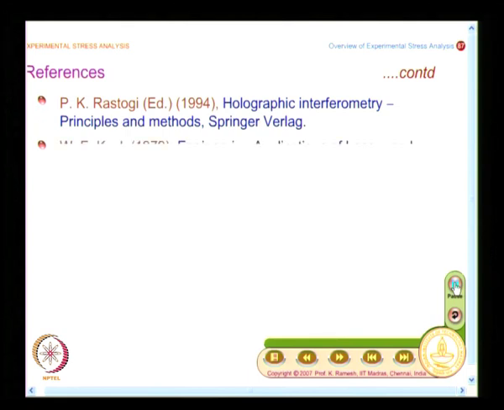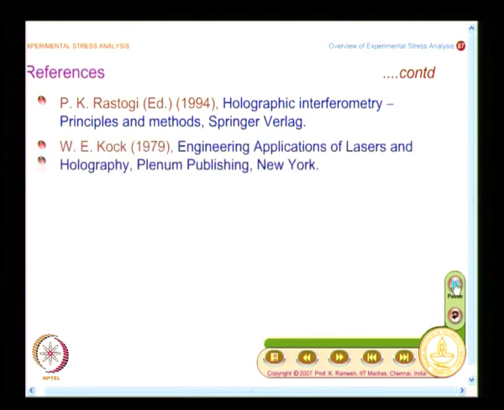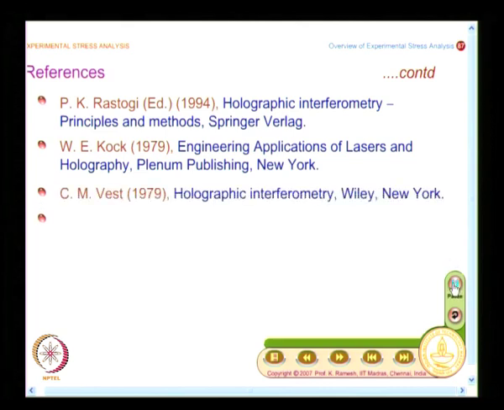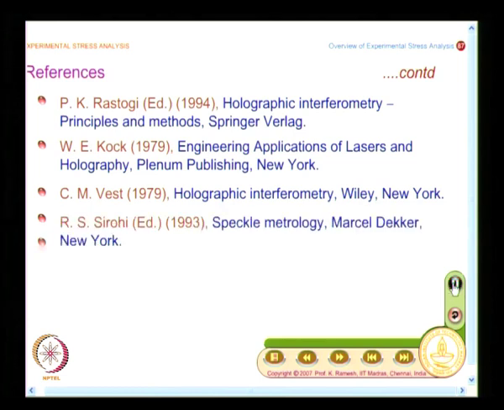And next you have two references on holography. I have a book on holographic interferometry by Rastogi. This is an edited book published in 1994. Then you have Engineering Applications of Lasers and Holography by Koch, published in 1979. And for each of the techniques, sub techniques also have separate books available. And you have another book on holographic interferometry, by C M West.